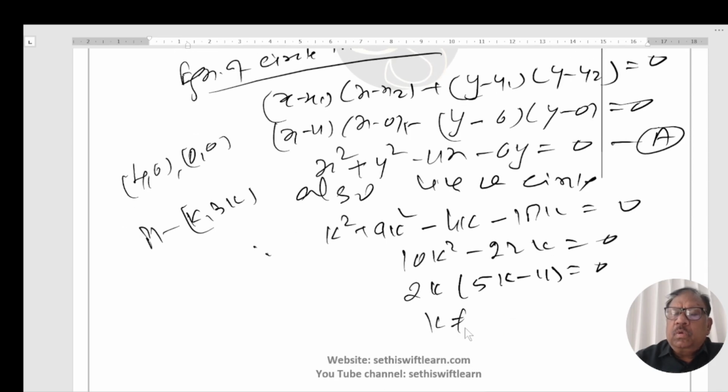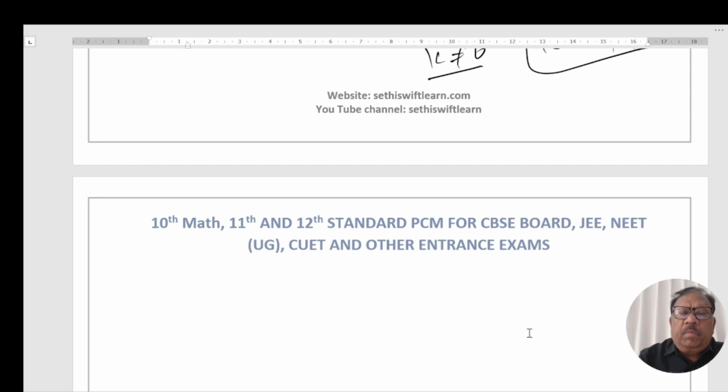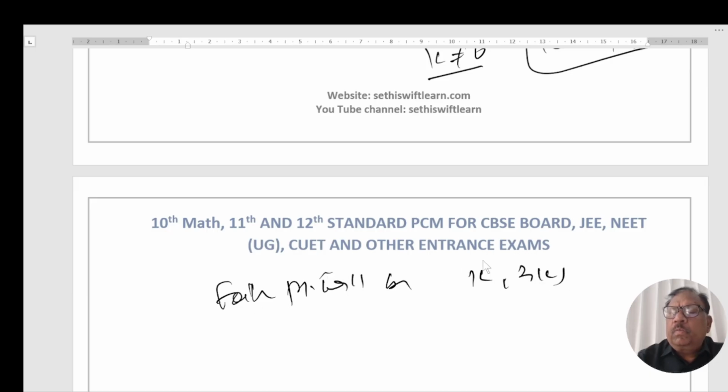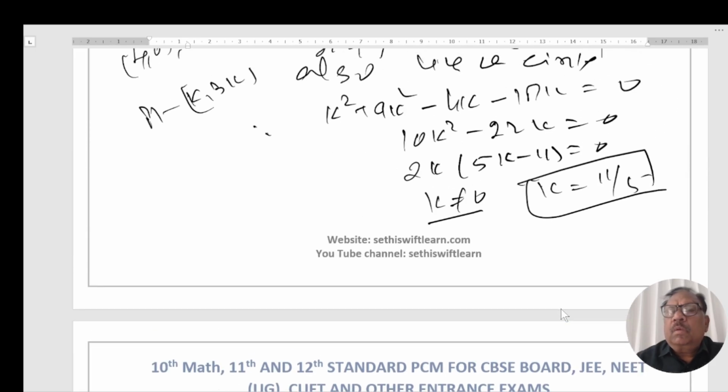K cannot be 0, already is there point, so k equal to 11 by 5. So what will the fourth point be? We can put the value of k. Okay, that requirement is not there. So k equal to 11 by 5. K comes out to 11 by 5.